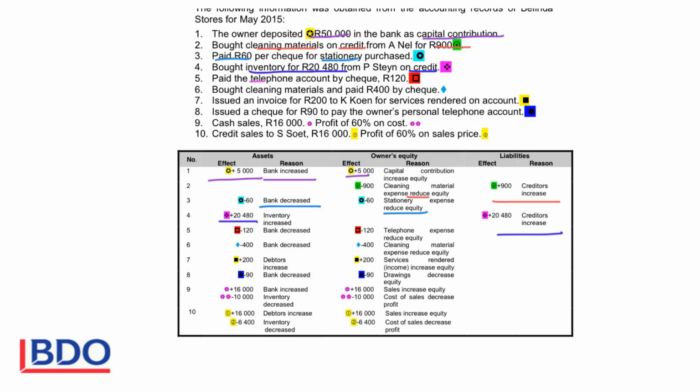Paid the telephone account by check, 120 Rand. So we take money out of the bank and we pay the telephone. We have less money in the bank, so the assets will decrease. Telephone is an expense that will decrease the profits, so the equity will decrease.